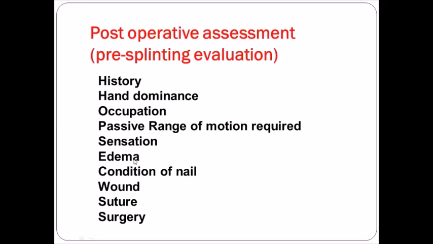Edema is very important. If there is moderate to severe edema when the patient comes to you, you cannot go for making a splint, because if you make a splint when there is moderate edema, it will put more load on the suture when the patient makes any active contraction of the muscle. So when the edema subsides, then we go for the fabrication of a splint, and we apply our protocol. Then the condition of the nail, especially the nail bed, is very important; I will show you why it is very important.